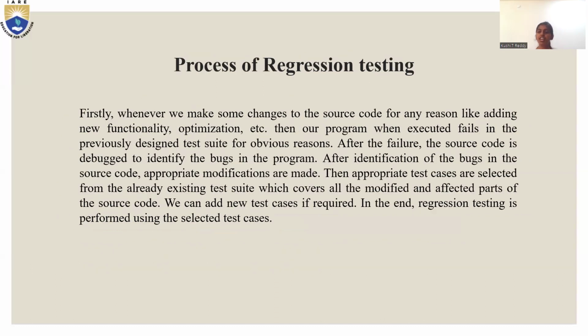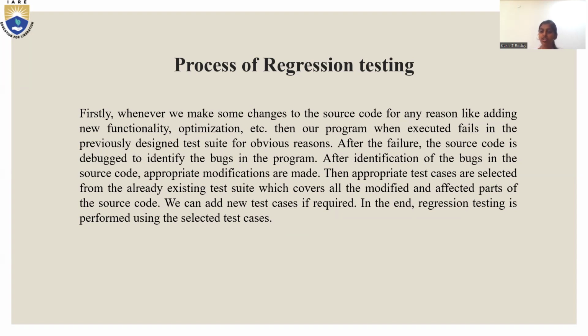So what is the process of regression testing, and how does it take place? Firstly, whenever we make changes to the source code for any reason, like adding new functionalities or optimization, you will perform regression testing. Then our program, when executed, fails in previously designed test suites for obvious reasons. After the failure, the source code is debugged to identify the bugs in the program.